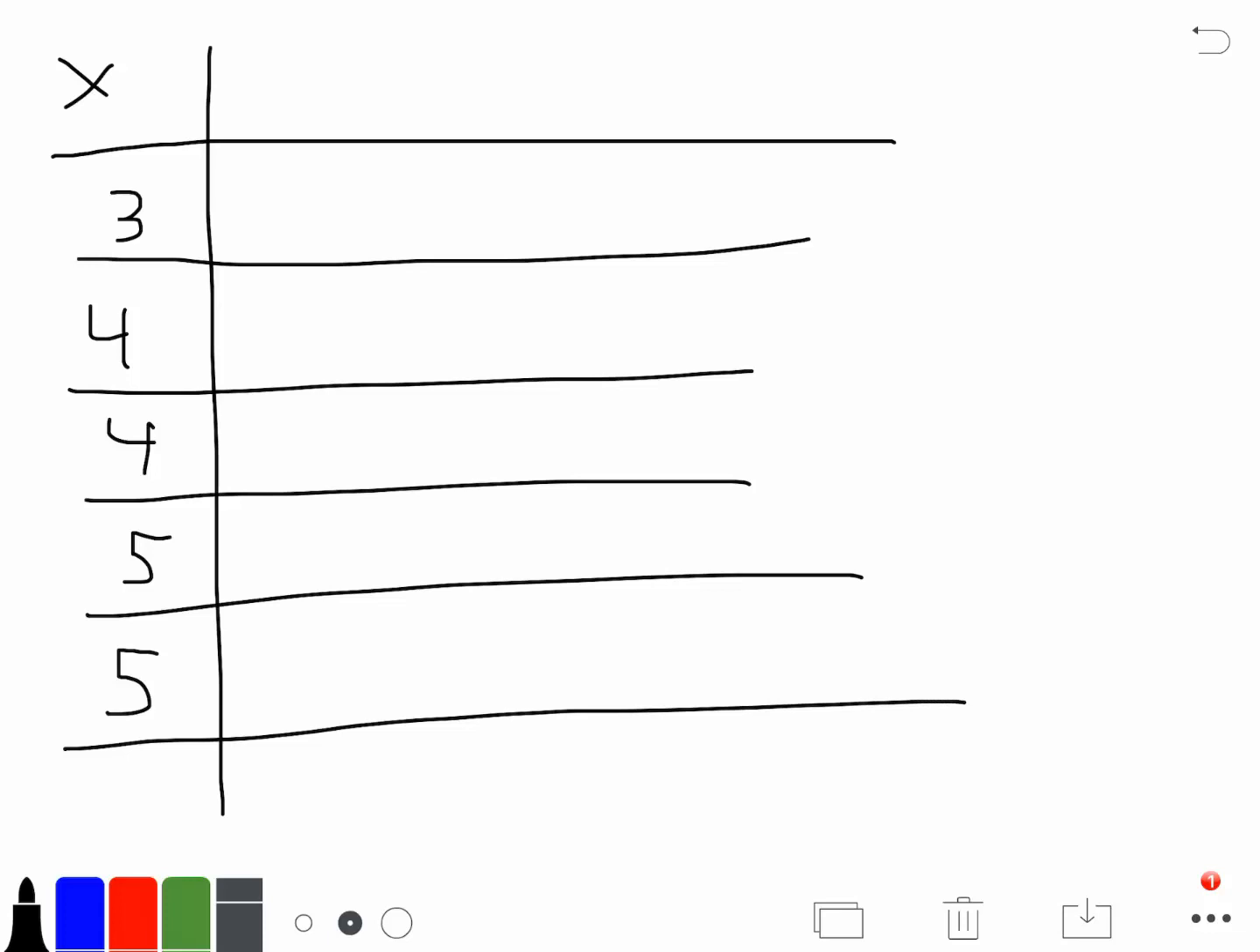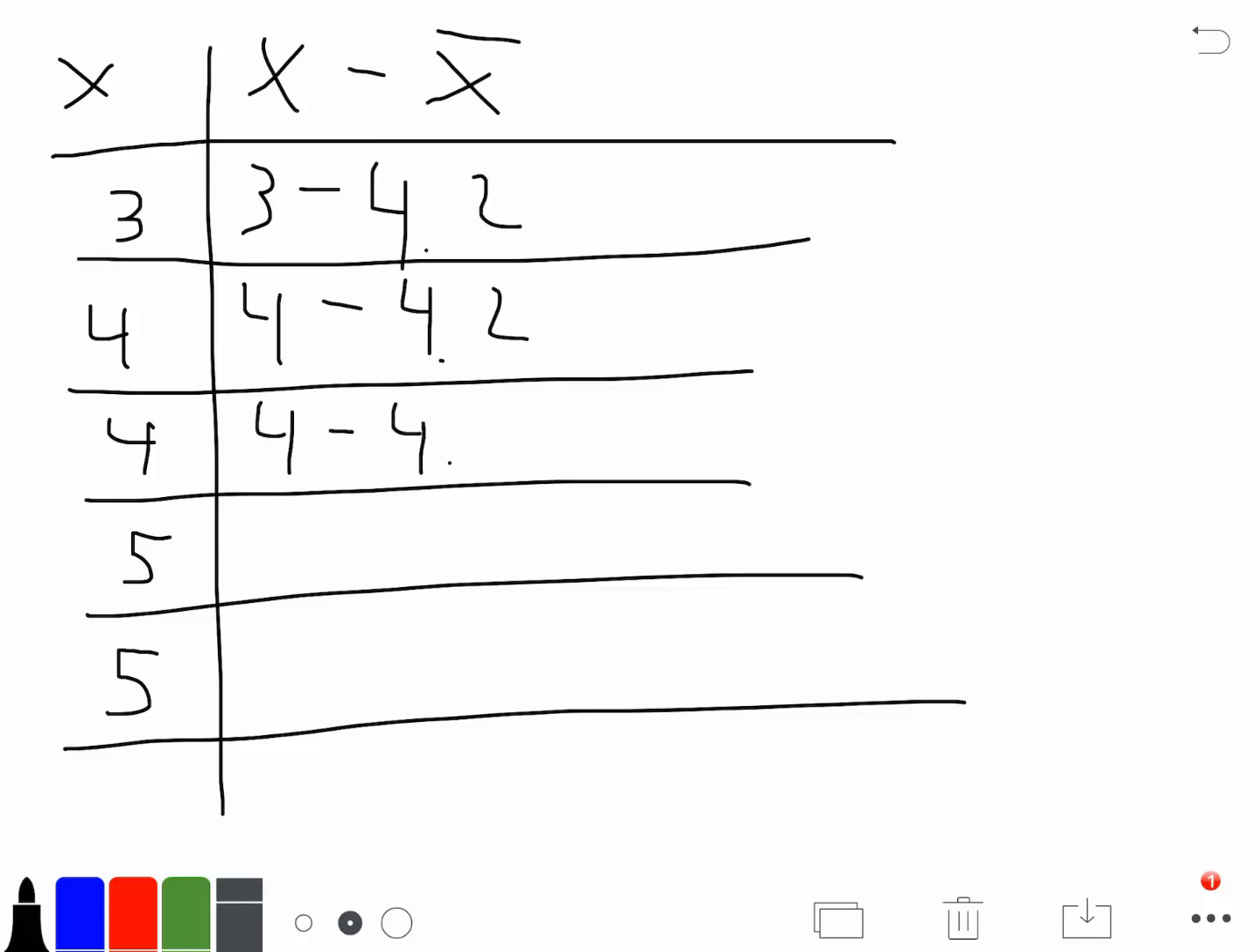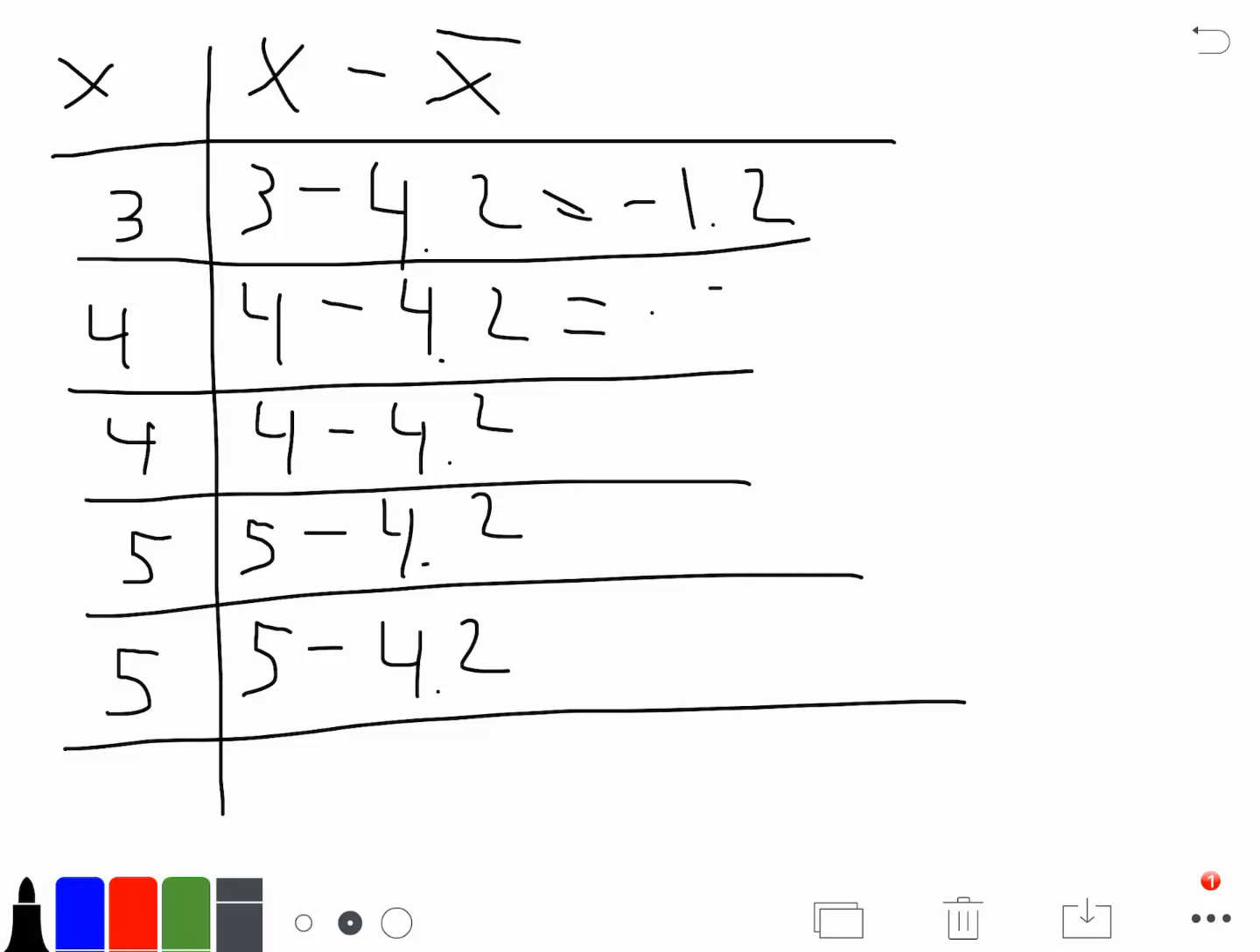Next, we're going to find x minus x bar. To do this, I want to take those x values, such as this 3, and then minus the 4.2 we had for our x bar. I'm going to go through this entire column and write all this out for you. And next, let's go ahead and calculate these. 3 minus 4.2 is equal to negative 1.2. You can feel free to use a calculator, do these by hand, it's up to you. I'm just going to work through the rest of these real quick.